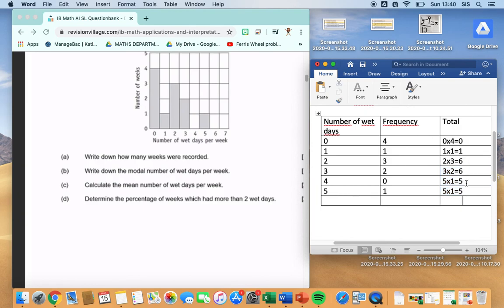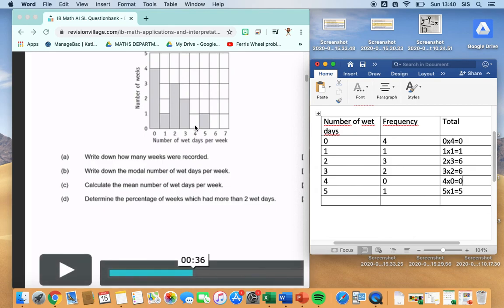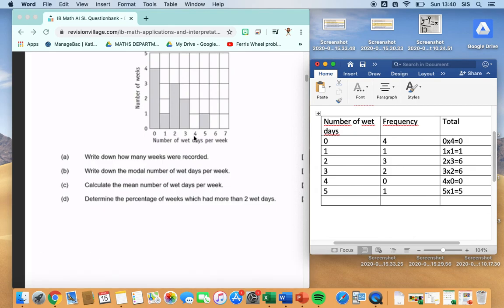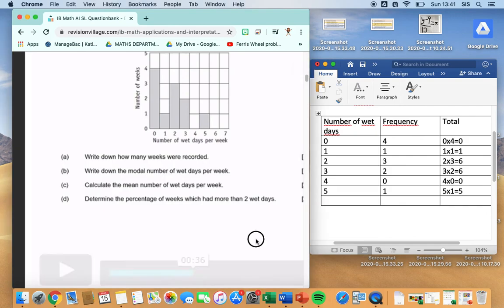Now, there's an error in my workings out here. Can you pause the video and work out what my error is? Fantastic. Hopefully you noticed that this was the error. This should be 4 times 0 equals 0. So again, this is insignificant because there were no weeks where there were 4 wet days. So if we add together the actual numbers, we get 18 altogether.